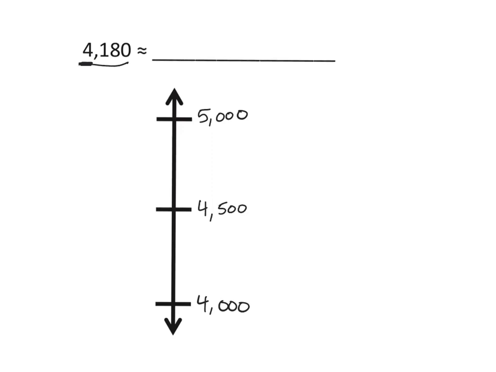Since 4,180 would approximately fall right here on the number line, and I can clearly tell that it is closer to 4,000, I would round this one to 4,000 as well. So 4,180 rounded to the nearest thousand is 4,000. So we have these two little squiggly lines here, and these mean approximately.